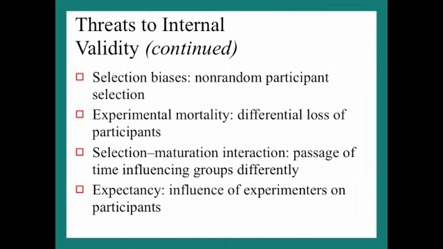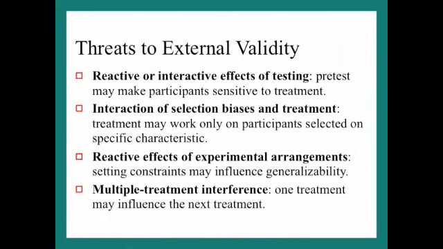So we talked about threats to internal validity. Let's talk about threats to external validity. And we have 4 of these. Again, threats to external validity: can you take the results from your study and take them back to the population? Can you really say that the results from your study can be given back to the general population, or the population of your study?